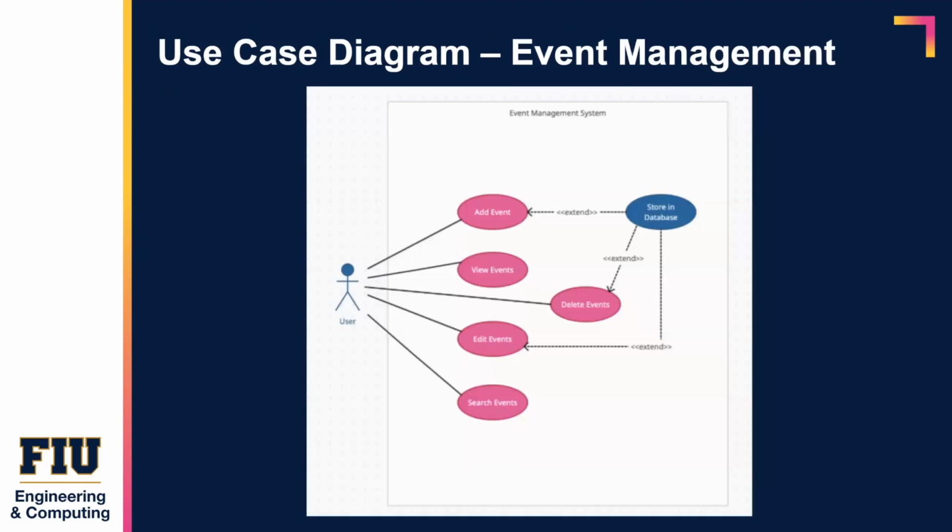So I'm going to be covering the use case diagram for events management. Here you can see the user, and there's different use cases for the users, such as adding events, viewing events. They can also edit events and search events. And you can see that the database is particularly involved when it comes to adding events and deleting events, as well as editing events. That's where the database is mostly accessed.